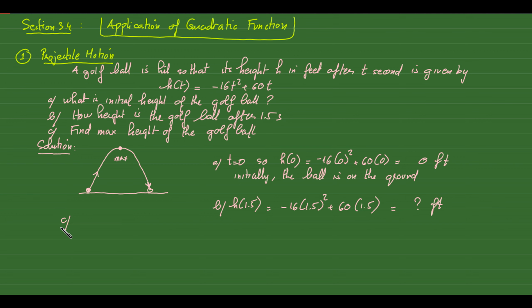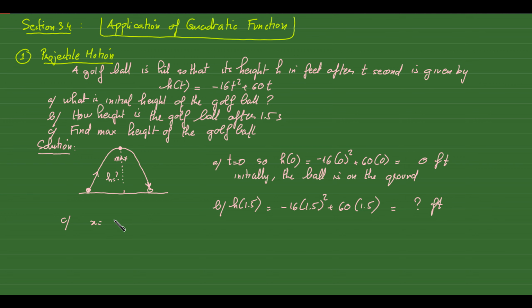For part C, the maximum height, I mean the maximum point right here. They ask you for the maximum point right here, the height right here. The maximum point is the vertex of the parabola, and this is an upside down parabola. In order to find the vertex, you're going to use the vertex formula.